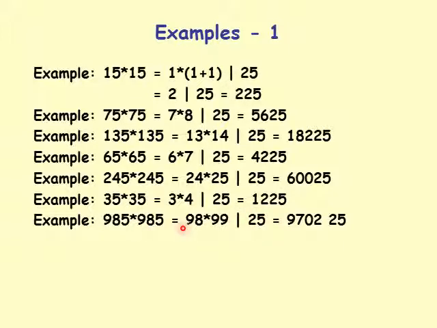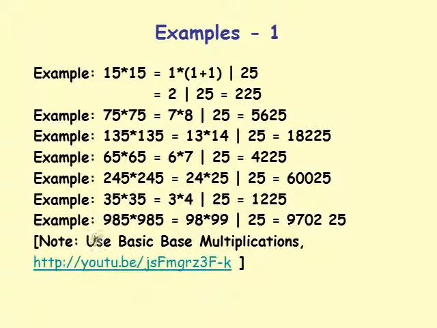And so 98 times 99 is 9702, and 25 on the right. Note, I used base multiplication to get 98 times 99. I can use the base multiplications we studied before, and that's the video for that.